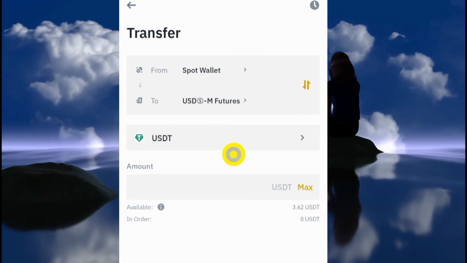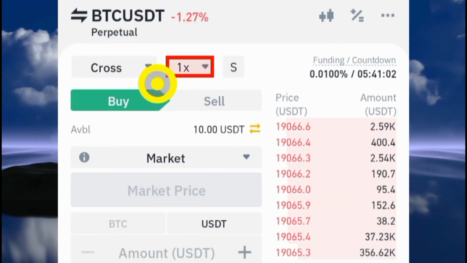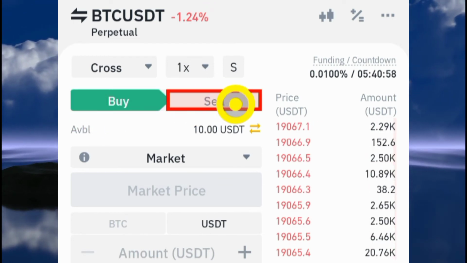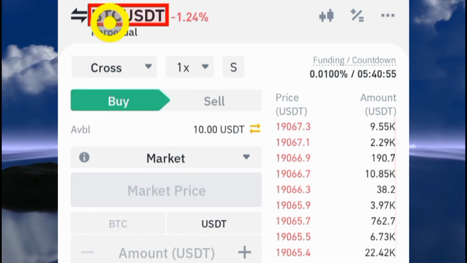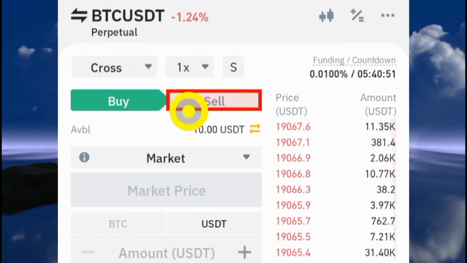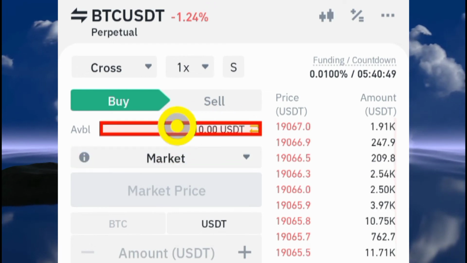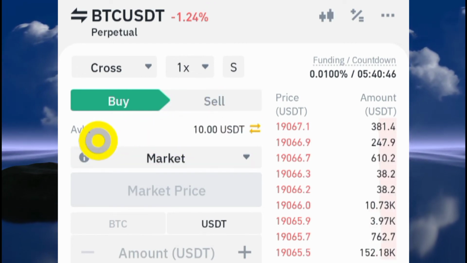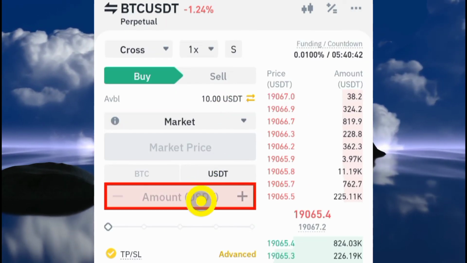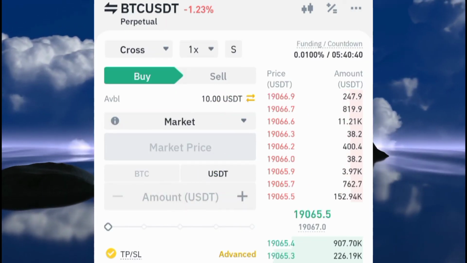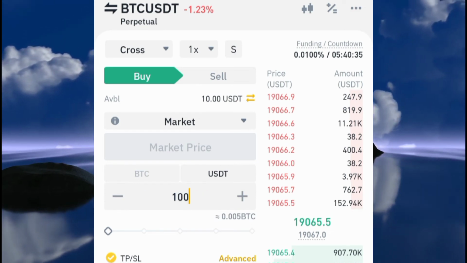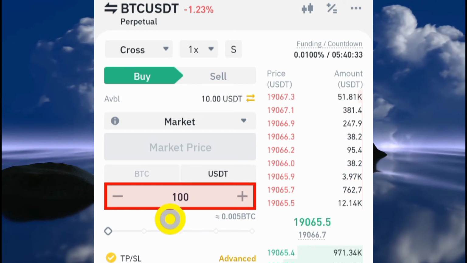Okay, so let's continue. Now let's talk about leverage. As you can see here, I've got a buy button and a sell button, right? Which means this contract right here, I can buy or decide to sell. We're going to talk about buying and selling later on in this video, but now notice that my available balance is 10 USDT. If I come here and say, oh, I want to buy $100 worth of Bitcoin, right? So I put $100 in here.